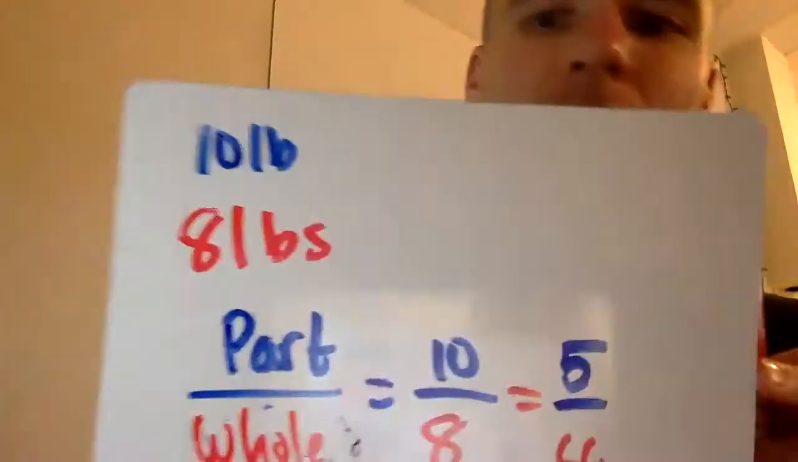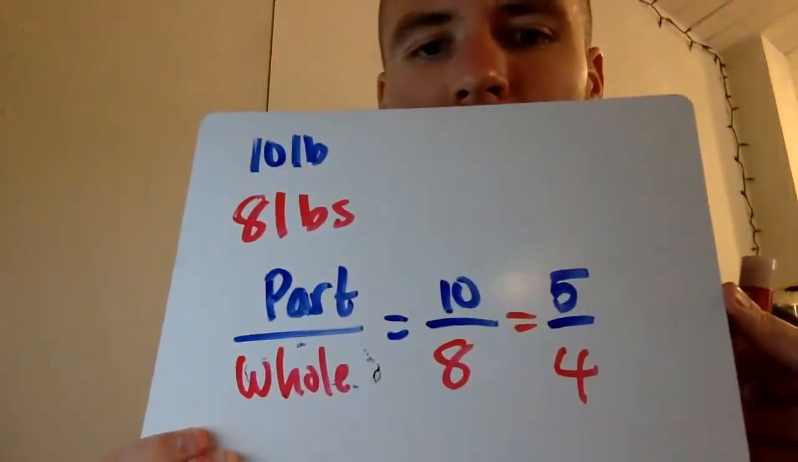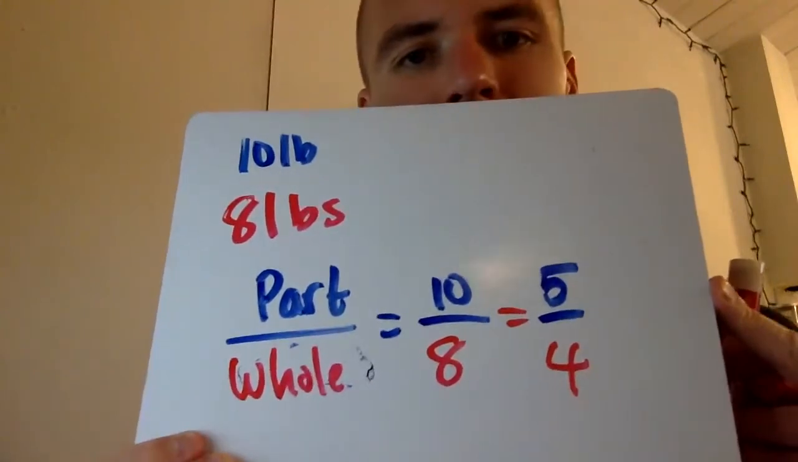Okay, so my part is the 10 and my whole is the 8. So this is going to equal 10 over 8. And when you simplify that, you get 5 over 4. So that's what I got so far, right? I put my part over my whole. It was the 10-pound over the 8-pound, and then I just simplified that to 5 over 4.